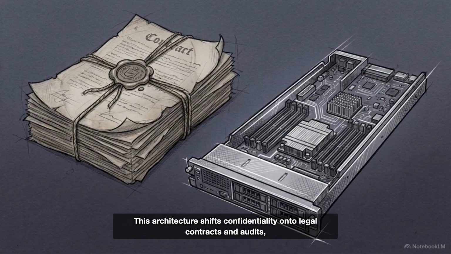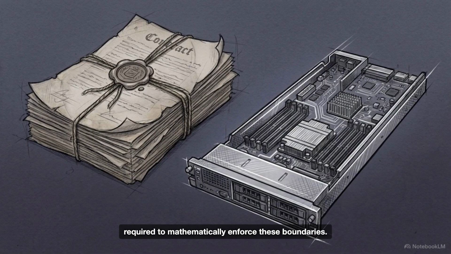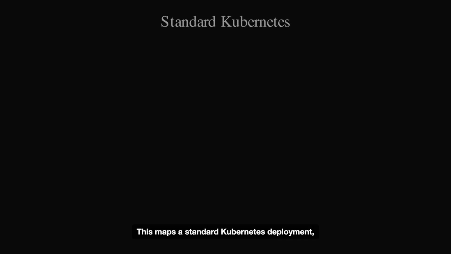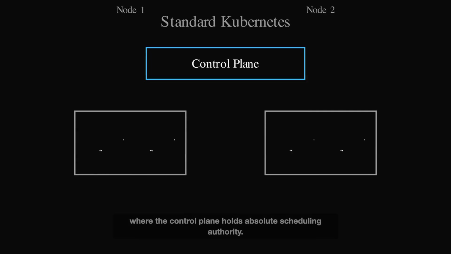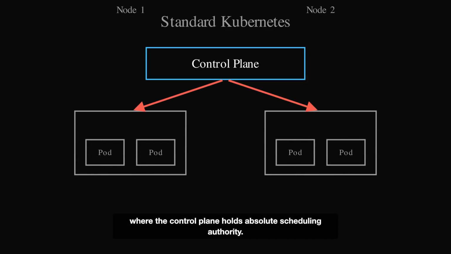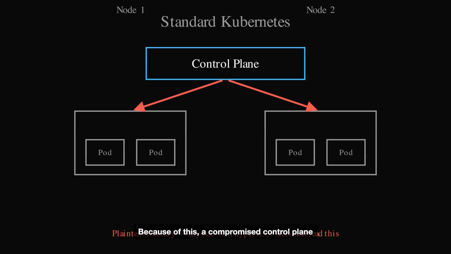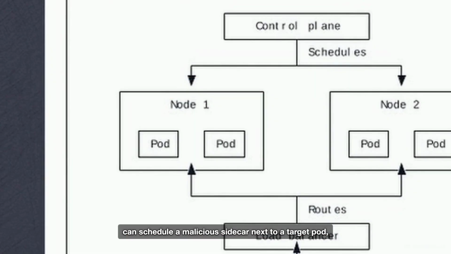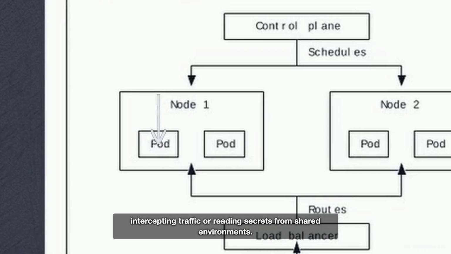This architecture shifts confidentiality onto legal contracts and audits, as the systems themselves lack the hardware mechanisms required to mathematically enforce these boundaries. This maps a standard Kubernetes deployment, where the control plane holds absolute scheduling authority. Because of this, a compromised control plane can schedule a malicious sidecar next to a target pod, intercepting traffic or reading secrets from shared environments.